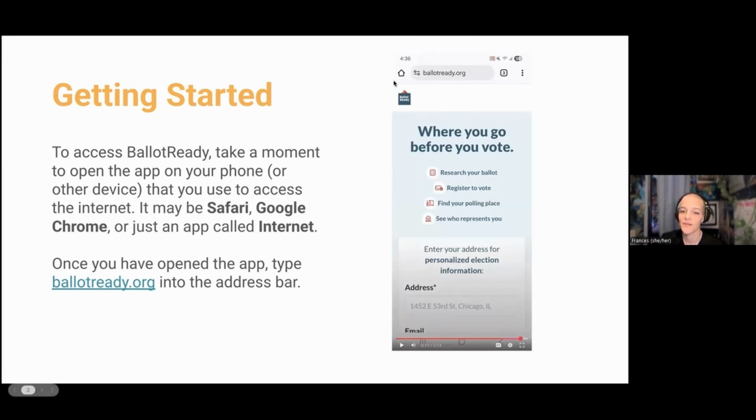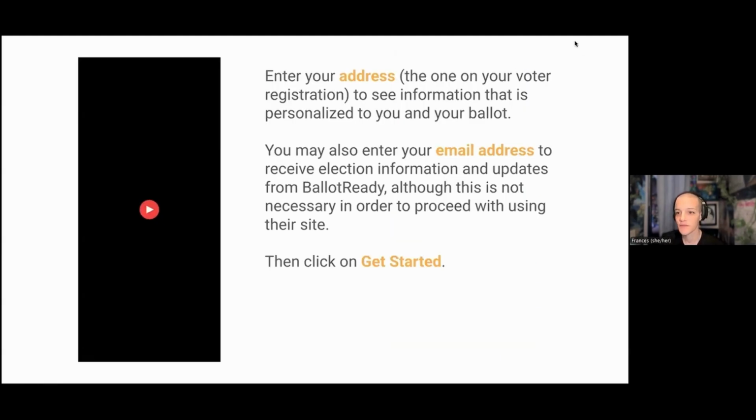So where to go before you vote, and the Ballot Ready logo up in the top left-hand corner. So what you're going to do, this is so you can see the ballot that's appropriate to your location. So as we know, you can be in different congressional districts, different city council districts. So the ballot that you preview is going to be the one that you will actually have as a resident whose address is what you enter here.